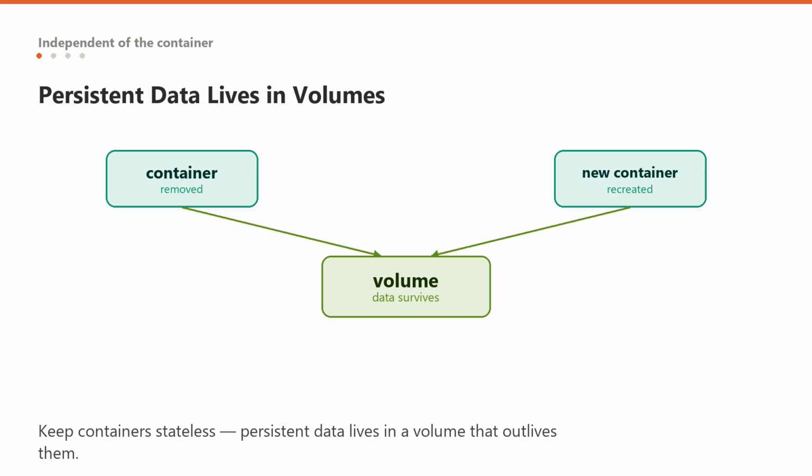A volume is storage that Docker manages on the host and mounts into the container, but its life cycle is independent of the container. The container can be destroyed and recreated, and the volume and its data remain. The rule: keep your containers stateless and put all persistent data in volumes. Never store important data inside the container's own writable layer.